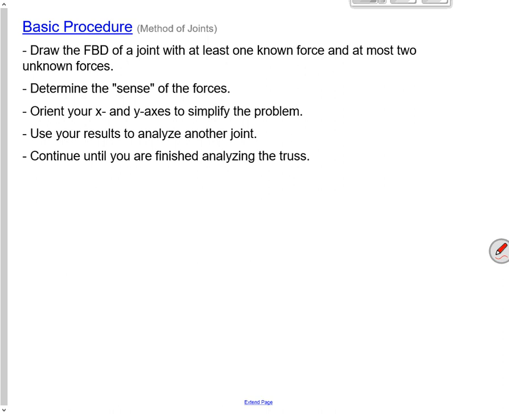So my basic procedure for the method of joints: I draw the free body diagram of a joint with at least one known force and at most two unknown. I determine the sense of the forces. Not until I've done all of that do I draw the X and Y axes. Then I solve for whatever I need to solve for. I use those results, I analyze another joint, and I continue until I'm done analyzing the truss.